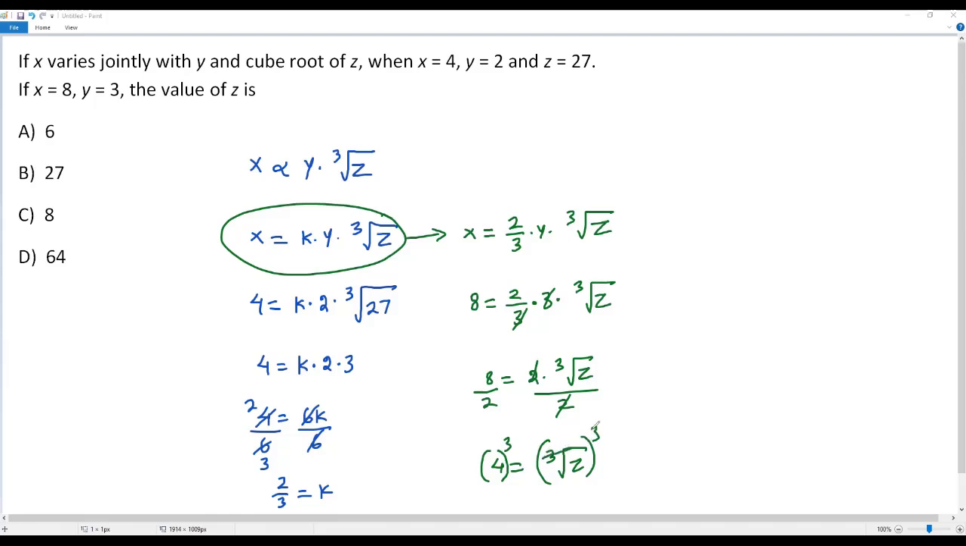Here this cube root and cube will cancel out. And we know that the value of 4 to the third power is 64. On the right side, we have z. Here I got the value of z. The value of z is 64. And we find 64 in answer choice D. The correct answer choice for this question is D.